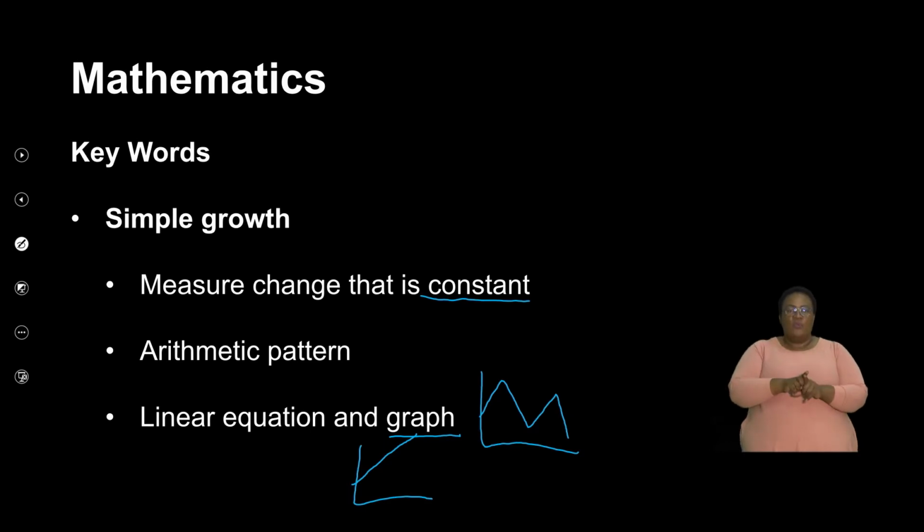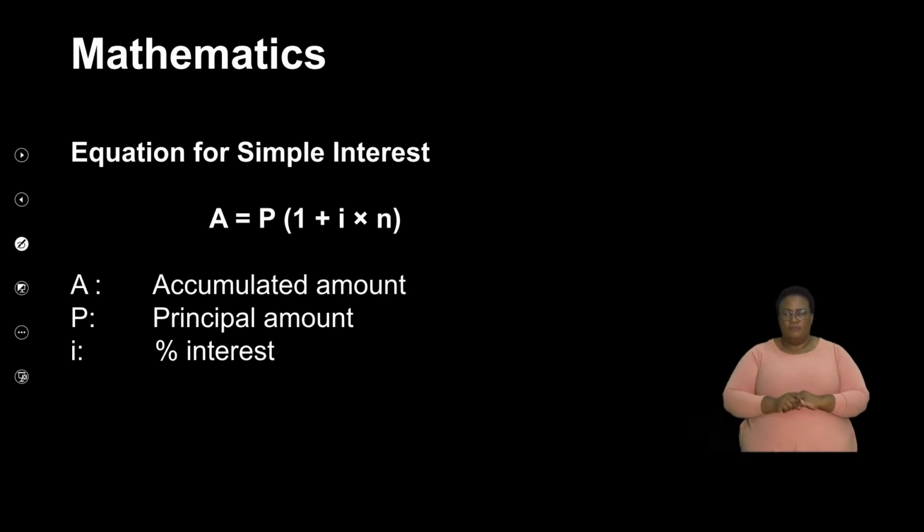The equation to calculate simple interest, which you know about, is A equals P, which is the principal amount, times (1 plus i times n). Remember that simple interest is on a yearly basis, so we're not going to talk about how often you are getting interest. The number of years is how often you get your interest, as opposed to when we talk about compound growth.